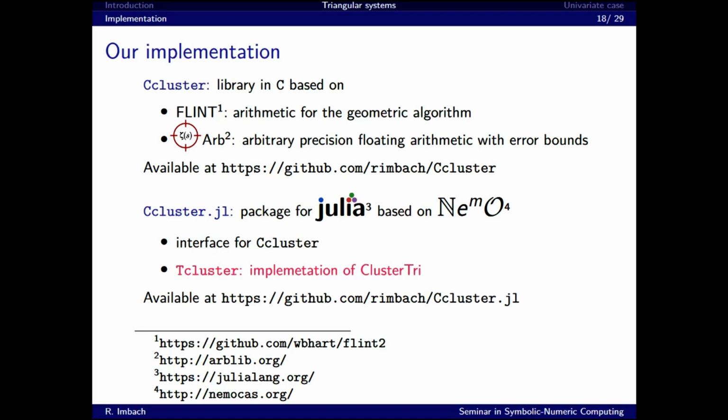So we implemented it. The base for this implementation is the univariate clustering algorithm called Ccluster. This is a C library, but there is also an interface for Julia called ccluster.gl. And we implemented Ccluster in this interface for Julia, so the algorithm is implemented in Julia.